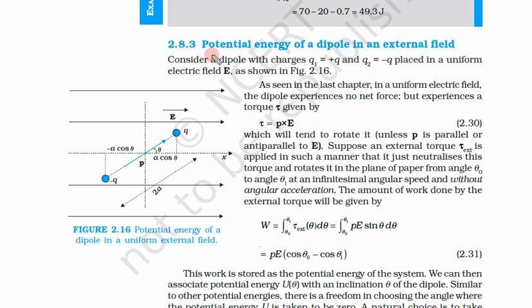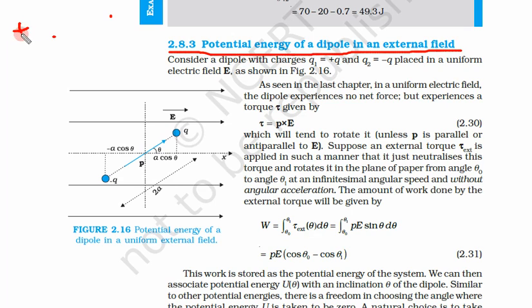Now let us move to another topic, potential energy of a dipole in an external field. Till now we have seen the potential energy of a single charged particle and of two charged particles in an external electric field. Now we have come to the third topic, where these charged particles are not arbitrary but are dipoles.